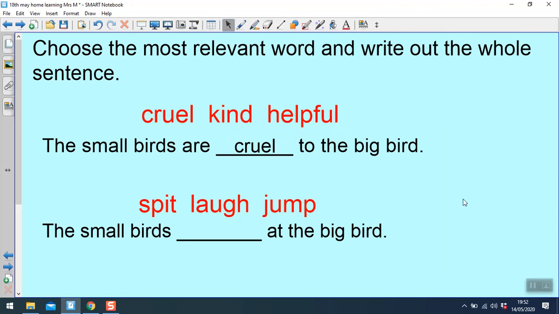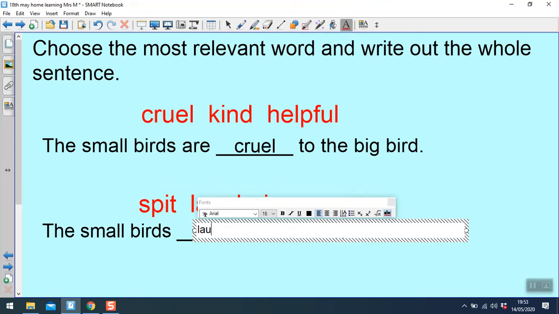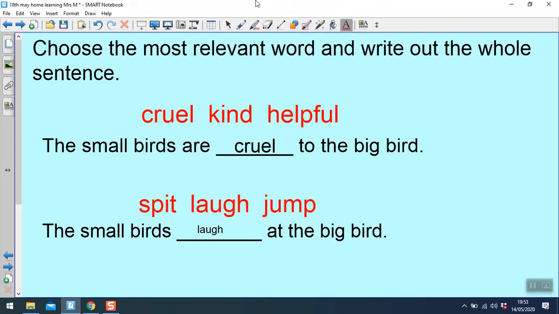And the second sentence says, the small birds spit or laugh or jump at the big bird. Choose the most appropriate word and write your sentence out in full with the correct punctuation. Pause the video while you do this. The small birds laugh at the big bird. Well done if you got those right.